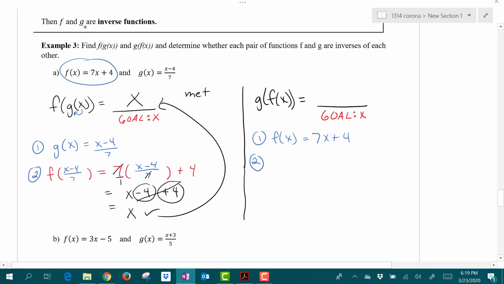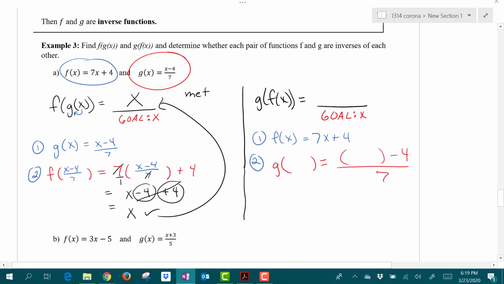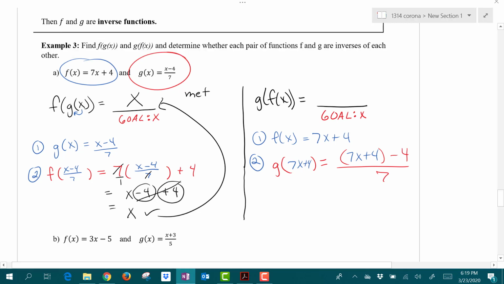Now we're going to drop that result into the outer function. So I'm going to write function g. Now function g is x minus 4 divided by 7. Okay, so there's that outer function. I'm going to drop in this 7x plus 4. And I'm going to start to simplify. I don't have any multiplication here. Really all I have is addition and subtraction.